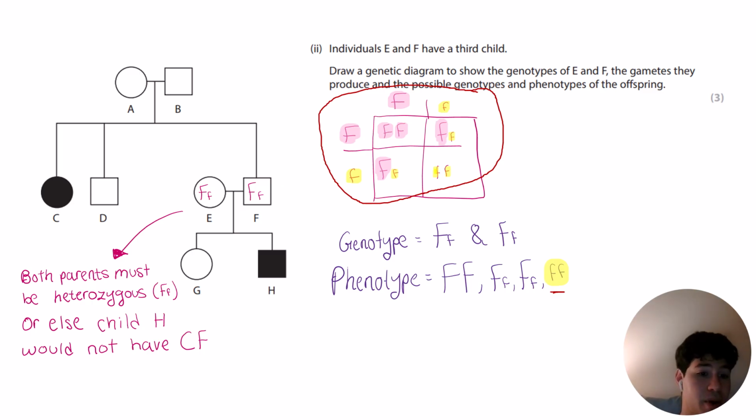Now, both parents must be heterozygous. Hetero means different. So both parents must be heterozygous, or else child H would not have cystic fibrosis and the question wouldn't even make sense.